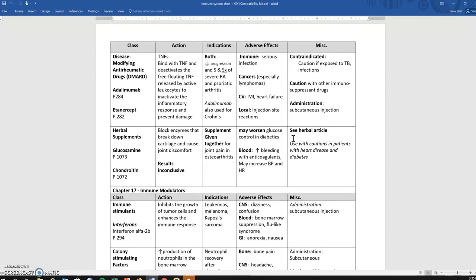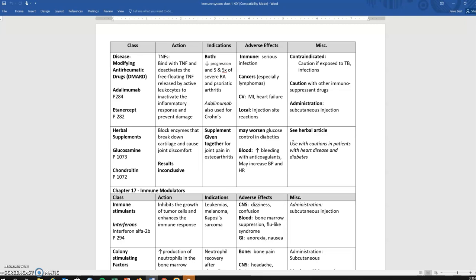Disease-modifying anti-rheumatic drugs, or DMARDs, adalimumab and etanercept are the two examples that we've included this semester. They typically inactivate the leukocytes to reduce the inflammatory response and prevent joint damage. Both of these drugs are used to decrease the progression and signs and symptoms of severe rheumatoid and psoriatic arthritis.